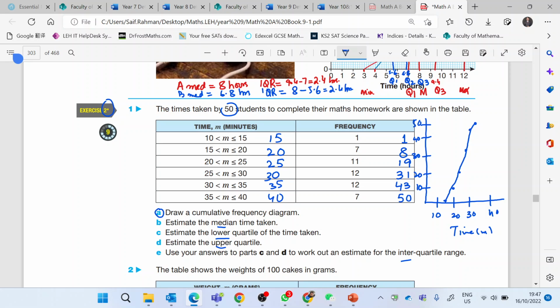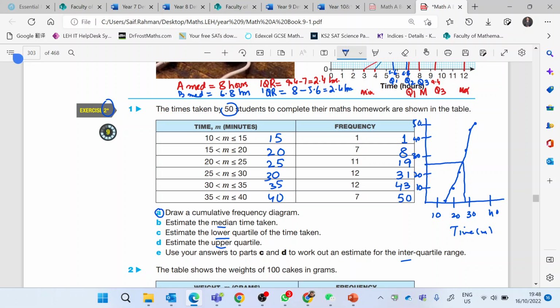Now, estimate the median time taken. The median time is the middle of the time, and the total frequency is 50, so the median frequency is 25, so it should be somewhere here. You should just match this here, and then you should bring this down here, right? So the time would be around 28 here.